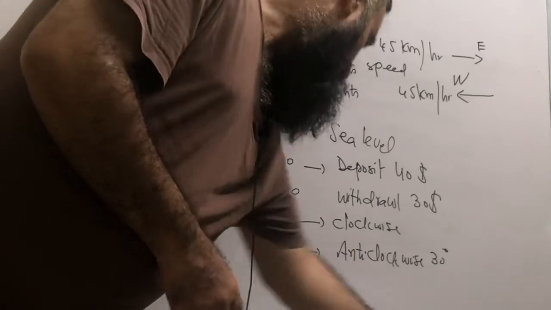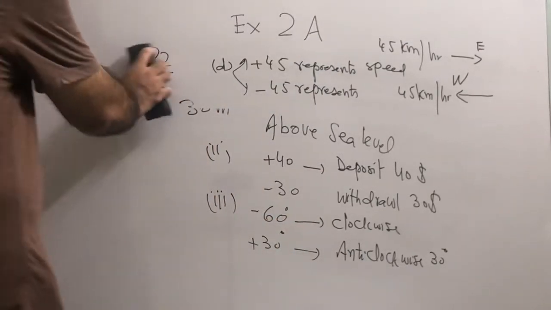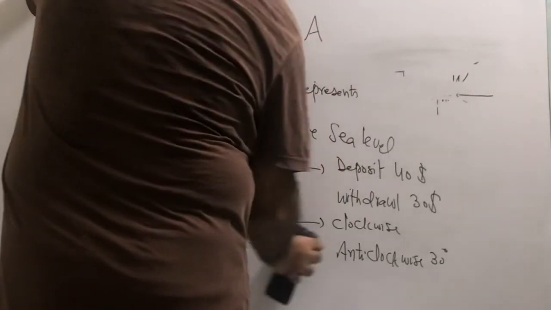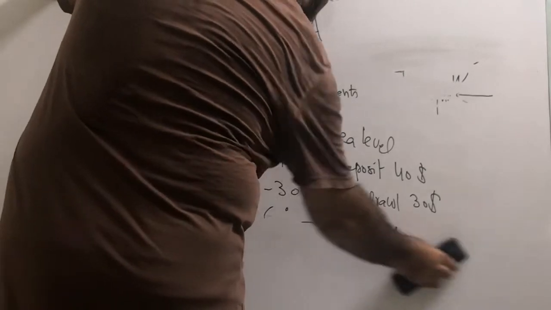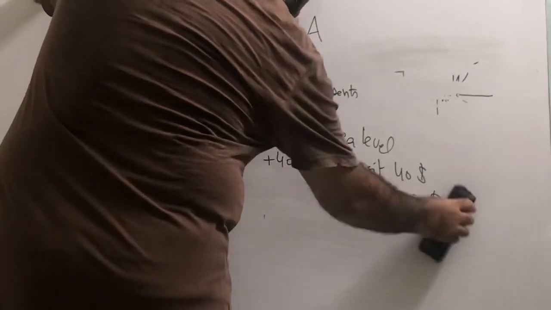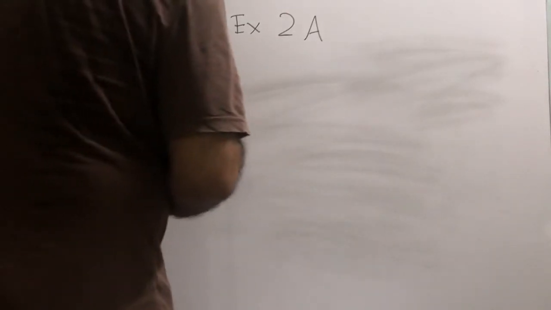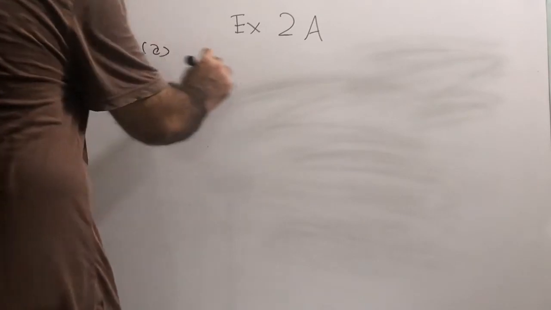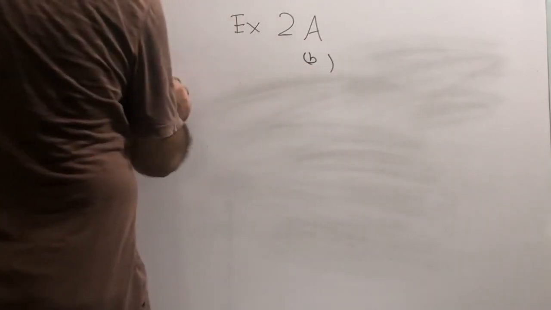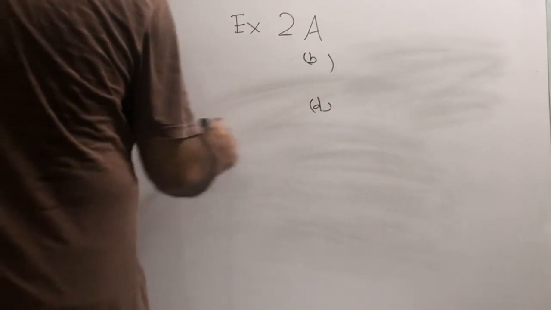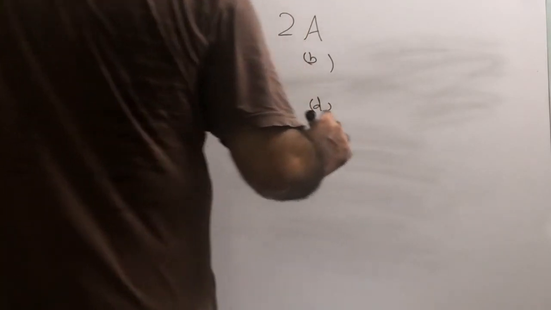Now we will be solving the third question, which is quite easy, because in question number 3 we need to just put the signs greater than, lesser than, or equal to. So we have A, B, C, D, E, F. I'll write A part, B part, C part, D part, E part, F part.